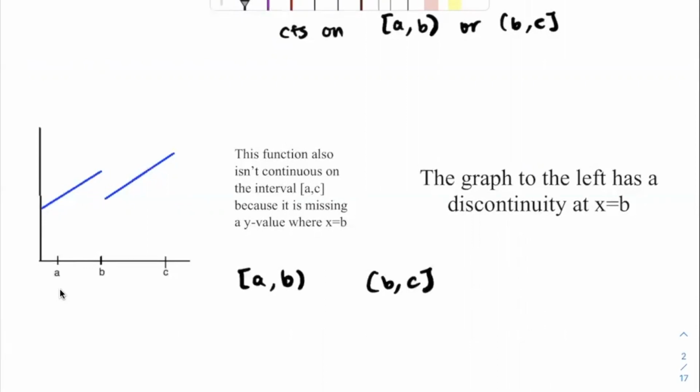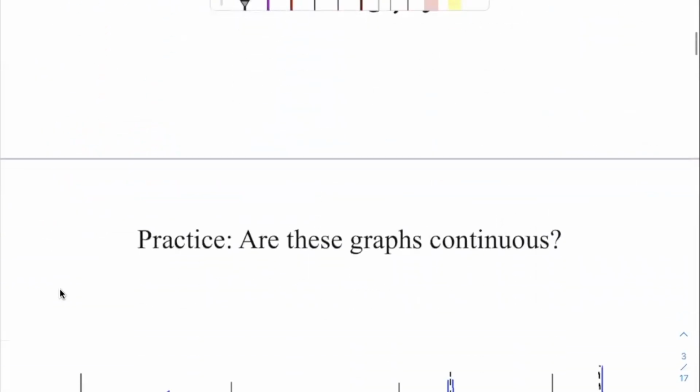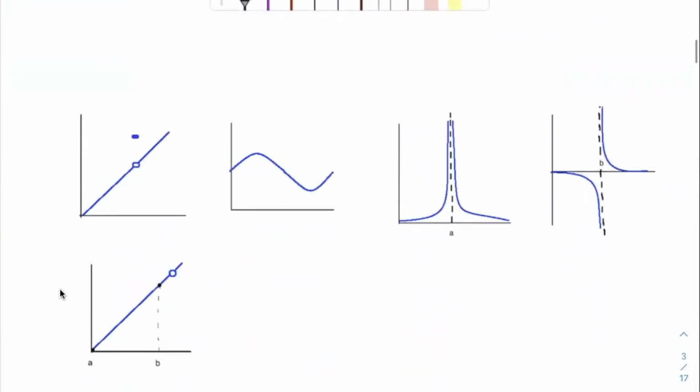So now let's do a few examples for practice. Here are 5 graphs. Feel free to pause the video for a second and try to figure out which of these are continuous, and if they're discontinuous, what kind of discontinuity they have.